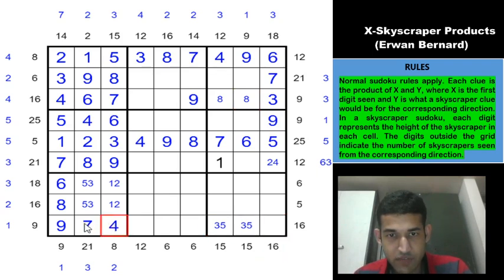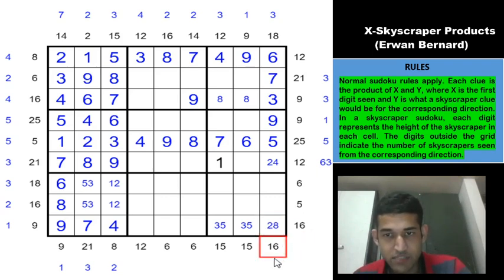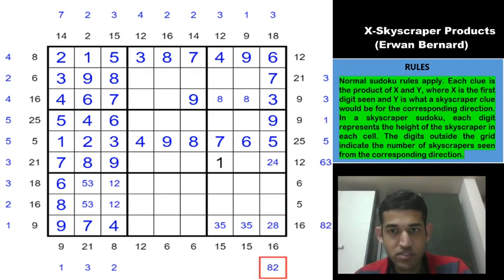3, 5, 4, 7, 9 are ruled out, so this can only be 1, 2, 6 and 8. 1 is immediately ruled out due to the 16 clue. So 2, 6 and 8. 6 is also ruled out because not a factor of 16. So 2, 8, corresponding clues must be 8, 2 and 8 and 2. But you can never have an 8 skyscraper clue outside here because 9 is in the 6th cell and you can maximum see only 6 buildings. So which means that this must be a 2, this must be 8 and this must be 2.